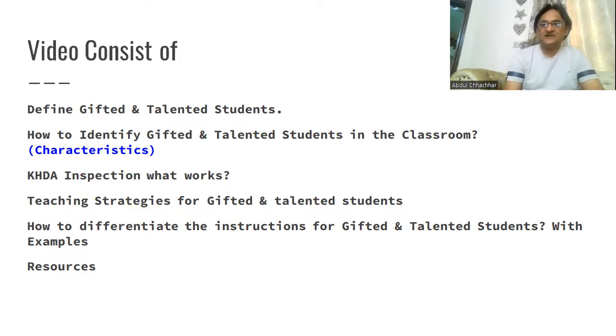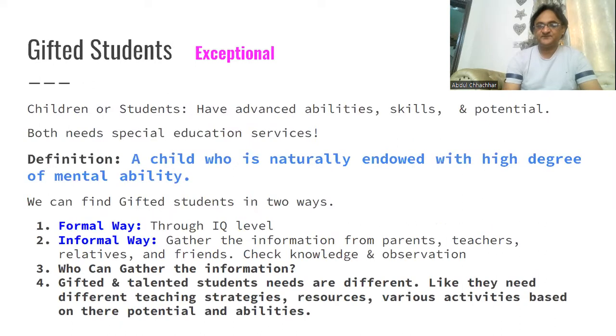So first, the gifted and talented student. First, gifted. Gifted is actually natural abilities, advanced skills, potential, and both need special education services. In my opinion, the talented students are exceptional students. However, the natural abilities in the gifted, we call them also exceptional.